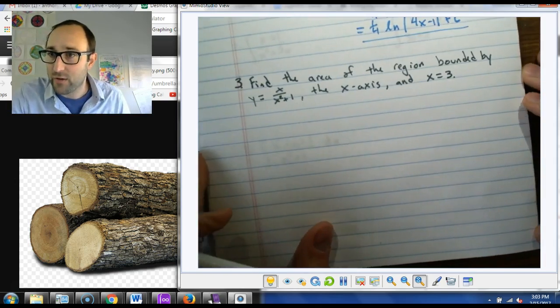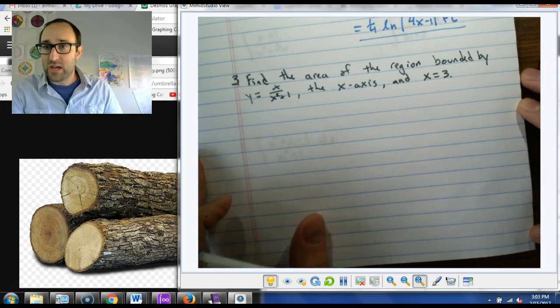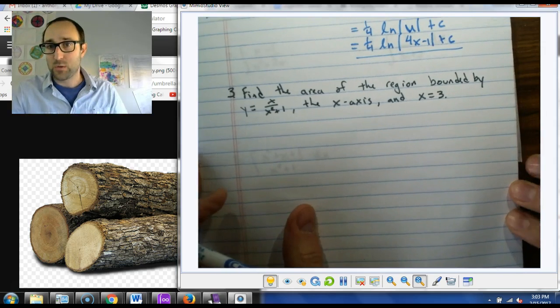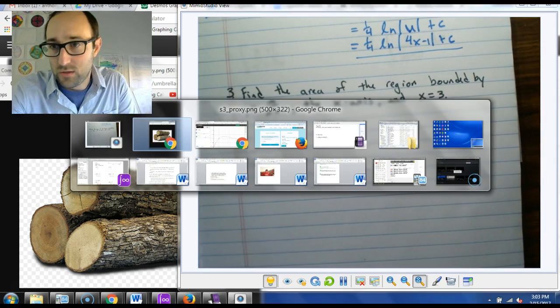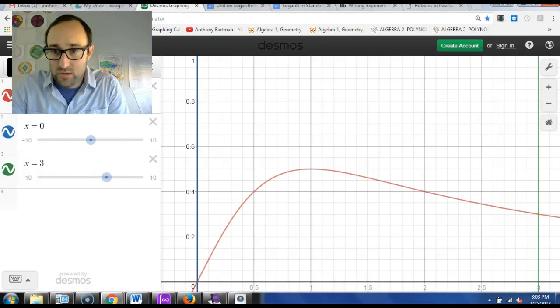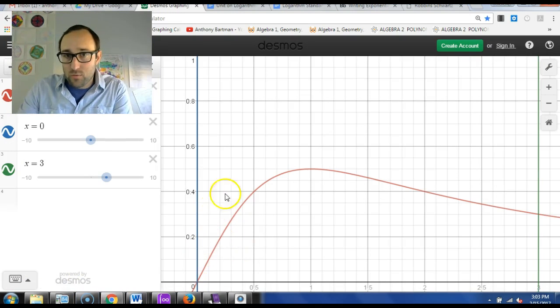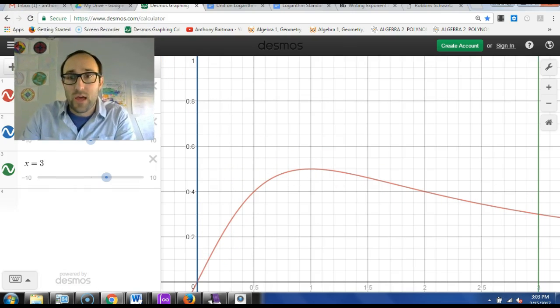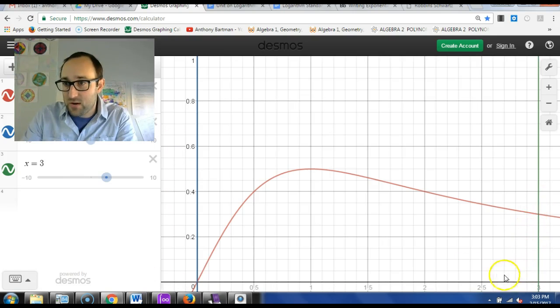Find the area of the region bounded by y equals x over x squared plus 1, the x-axis, and x equals 3. And you say, I don't know how to do that. I don't know what that looks like. Well, here it is. There is exactly what this looks like. So we have our function right here. See? It's up here. And then x equals 0 is this blue line, and x equals 3 is this green line. So we want to find the area that's in this region right in here.